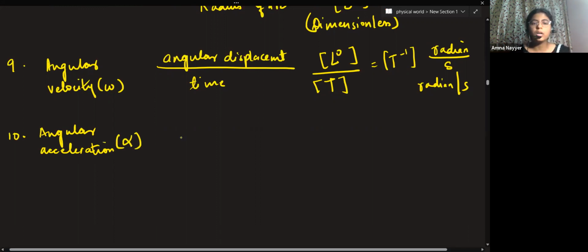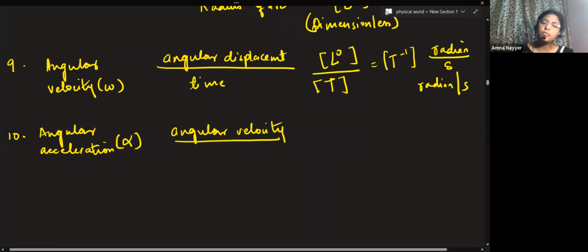So it will be what? It will be angular velocity divided by time. Now tell me both of it, the dimensional formula as well as the SI unit. This is also easy, so you people will be able to do it.